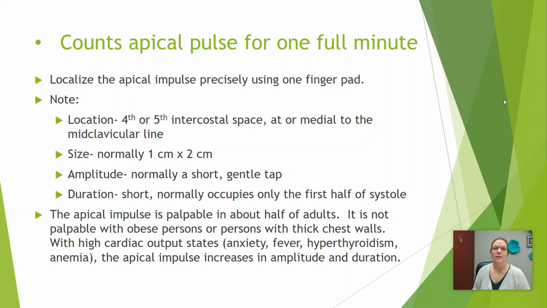The apical impulse is palpable in about half of adults. It's not palpable with obese people or people with thick chest walls. In high cardiac states or hyperkinetic states, like I talked about earlier, which are anxiety, fear, hyperthyroidism, and anemia, the apical impulse increases in both amplitude and duration. We used to call the apical pulse the point of maximal impulse, or PMI. So if you ever see that, that's what they're talking about with that.